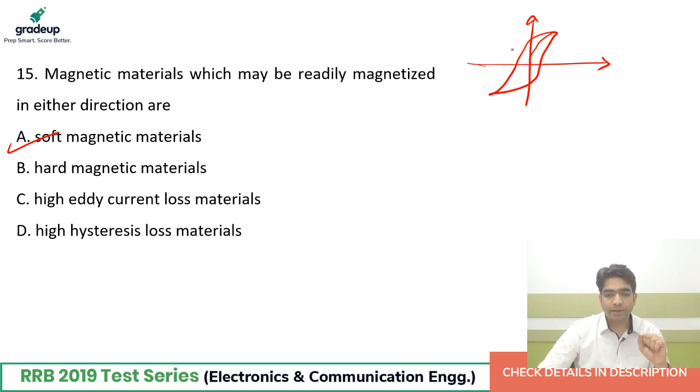Did you get this thing? Yes, it is thin and tall. It has high saturation magnetization as well as high permeability. High permeability. Okay. Selva Kumar, from where did you get that answer? Wrong answer.